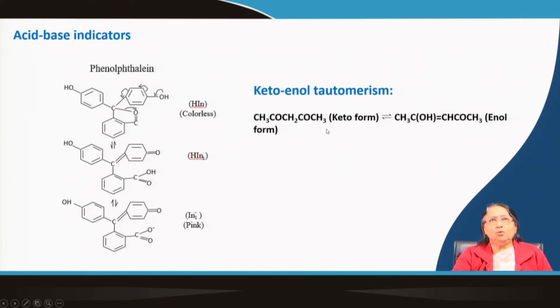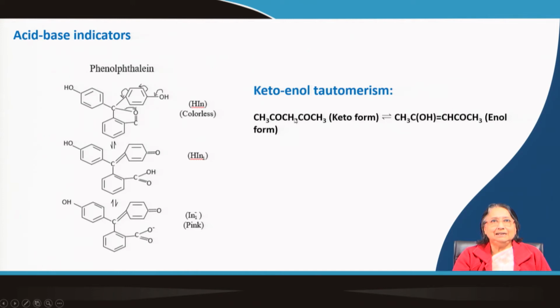Here also, what is happening? If we look carefully, then we will see that one hydrogen from here is coming to this oxygen, and that is why the double bond is formed. So, here you can see that instead of CH2 it has become CH, and instead of O it has become OH.